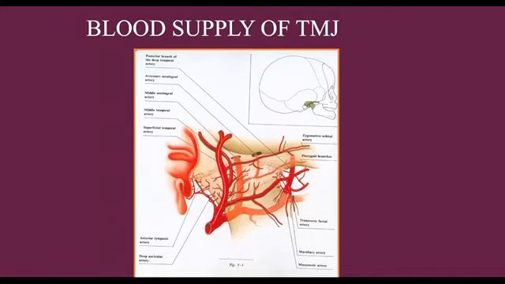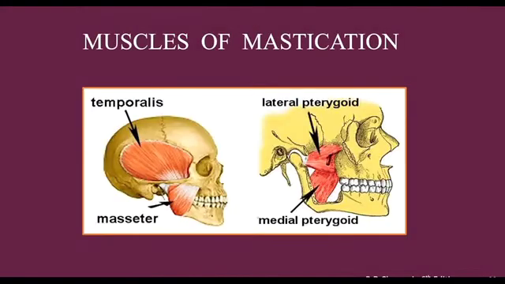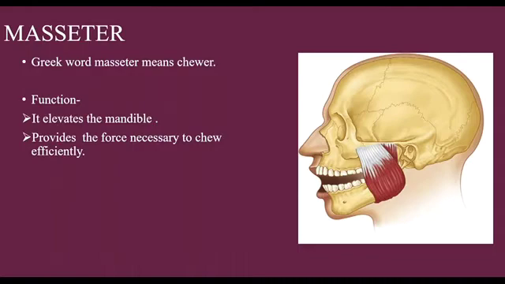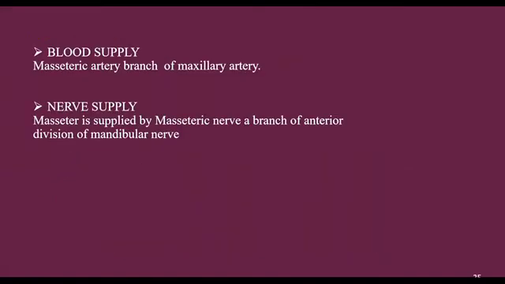Blood supply of the TMJ. The dominant vessels are the superficial temporal artery posteriorly, the middle meningeal artery, and inferiorly the internal maxillary artery. The deep auricular, tympanic, and ascending pharyngeal arteries also provide blood supply to the joint. Muscles of mastication. There are 4 muscles of mastication, namely temporalis, masseter, lateral pterygoid, and medial pterygoid. Masseter is a Greek word meaning chewer. We will be seeing the following slides in the upcoming video.